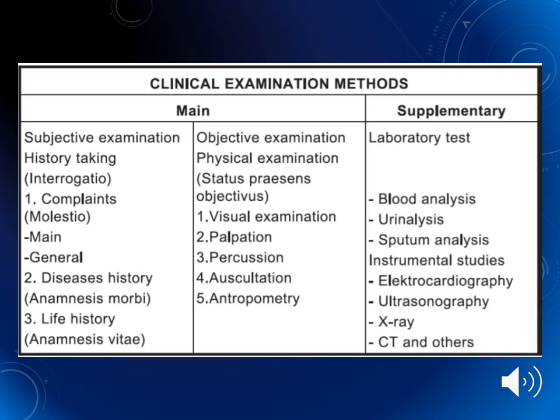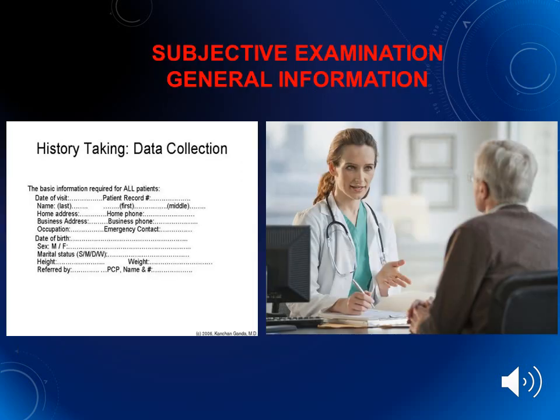life history anamnesis vitae. Objective examination or physical examination or assessment of the present status of the patient also includes visual examination, palpation, percussion, auscultation, and anthropometry. Supplementary examination consists of laboratory and instrumental studies. Subjective examination starts from taking the general information about your patient.